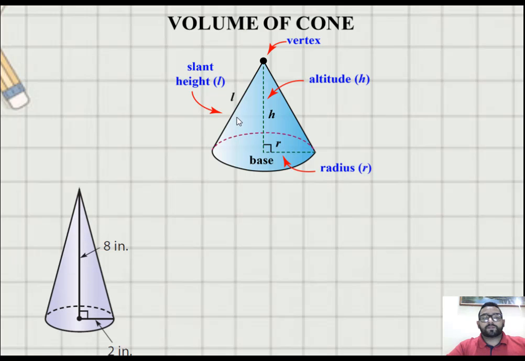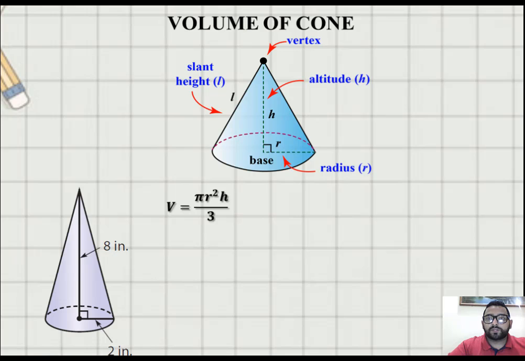Now I'm going to give you one example of how to calculate the volume of this cone. We have a radius of 2 inches and a height or altitude of 8 inches. First you need to use the formula for a cone, which is V equals pi times r to the second, multiplied by height, divided by 3. Then we are going to replace the 2 and the 8.